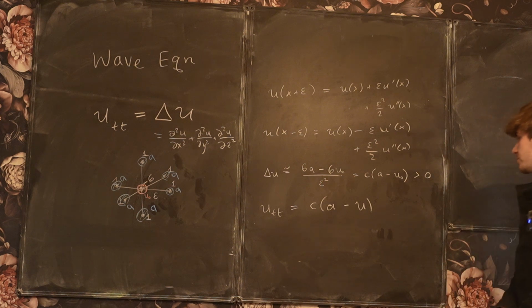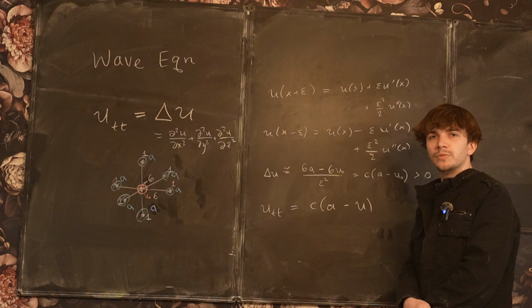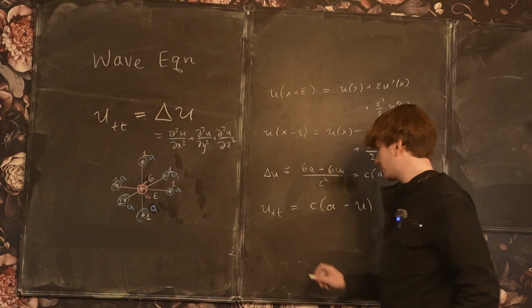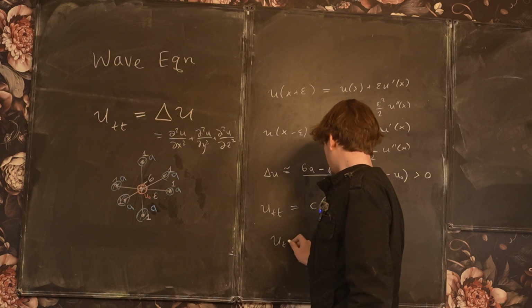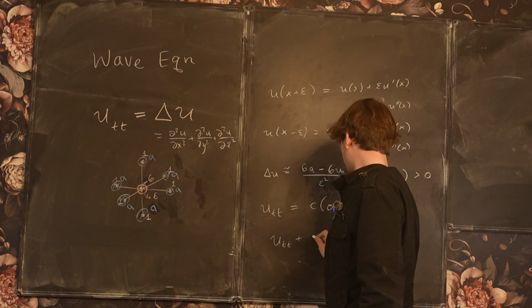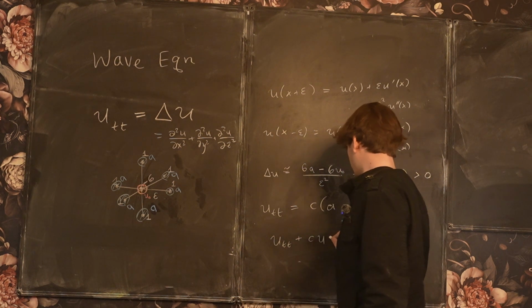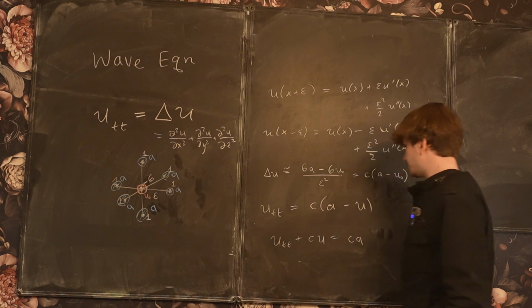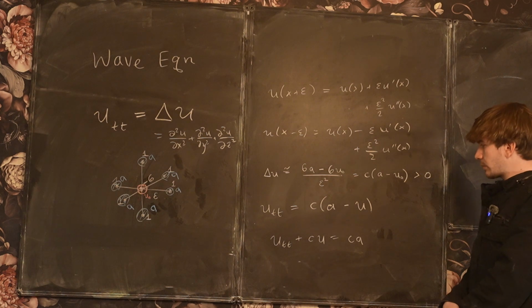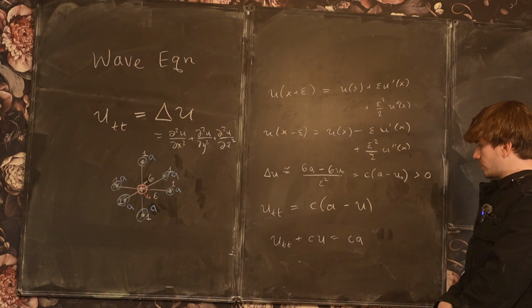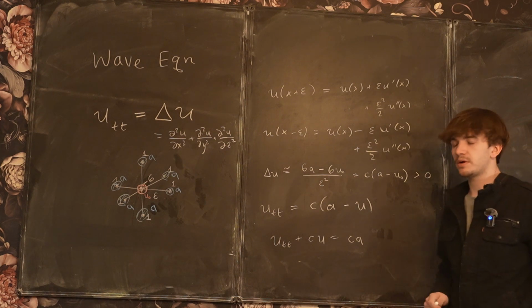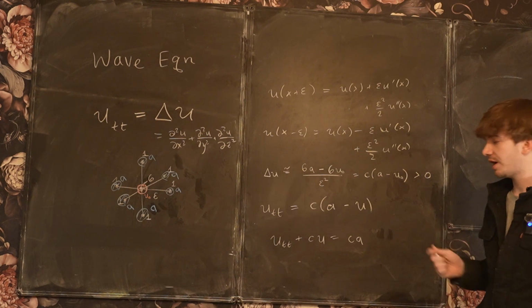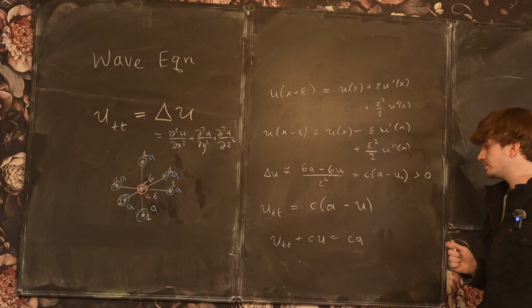Yeah, what will the solution be? So we can put this in the form of the characteristic equation. Okay? So if we want to solve u_tt + cu = ca, we can view this as a non-homogeneous ordinary differential equation in time that's linear.